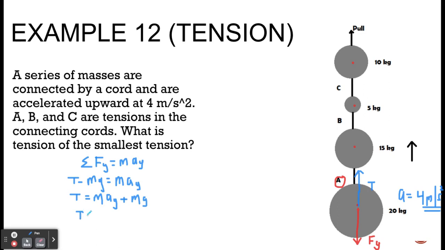And we can plug in. So mass of the object is 20 kilograms. Acceleration in the y, we're told, is 4 meters per second squared, plus 20 times 10 meters per second squared. So we simplify here. We get 80 plus 200. We get 280 newtons is the smallest tension force.